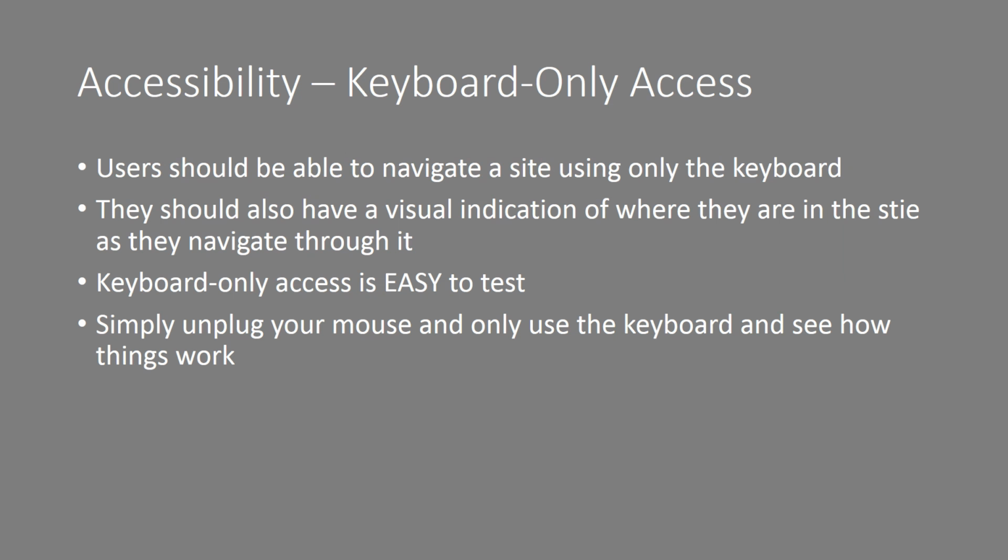Next slide. Another important accessibility tip is keyboard-only access. Users should be able to navigate a site only using the keyboard. This is in case they can't use a mouse or choose not to use a mouse. They should also have an individual indication of where they are on the site as they navigate through that. Keyboard-only access is actually one of the easiest things from accessibility to test.